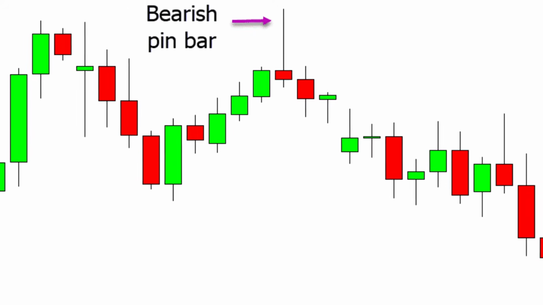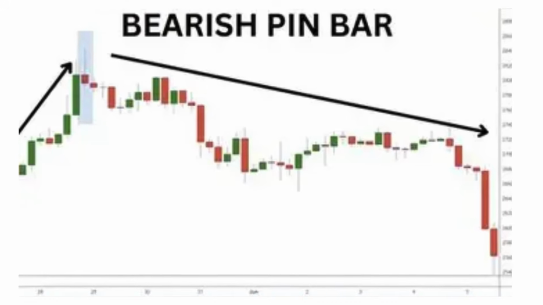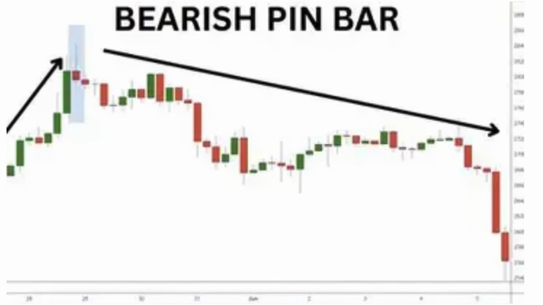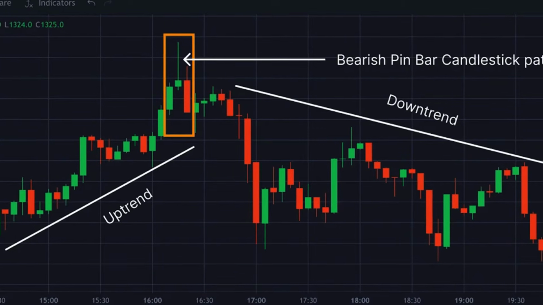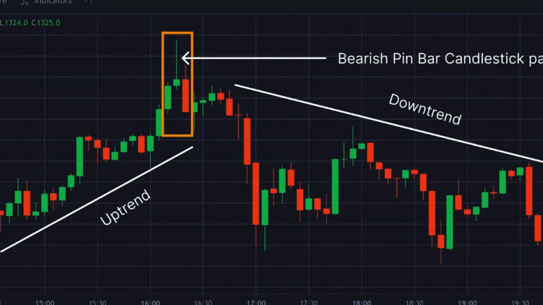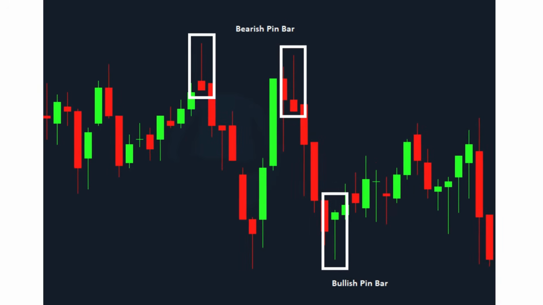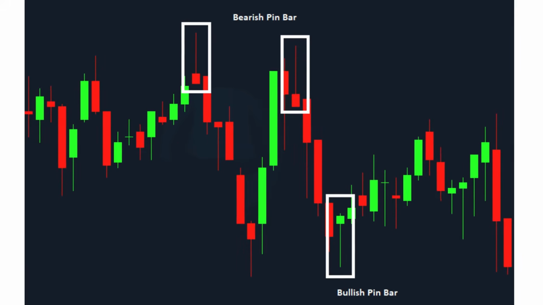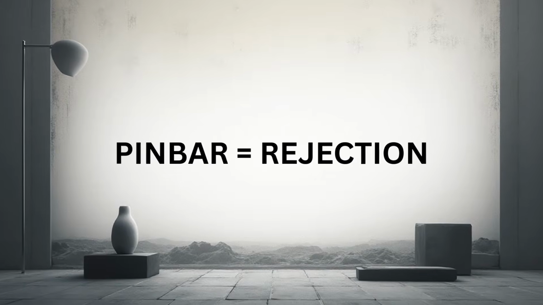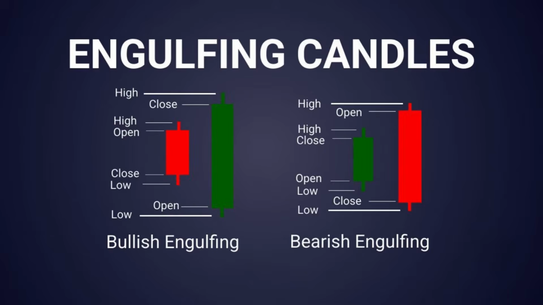After knowing these pin bars, how to trade? This is the bearish pin bar. With the appearance of a bearish pin bar, the market goes downtrend. And the appearance of a bullish pin bar will make the market uptrend. So, the pin bar is the rejection part.